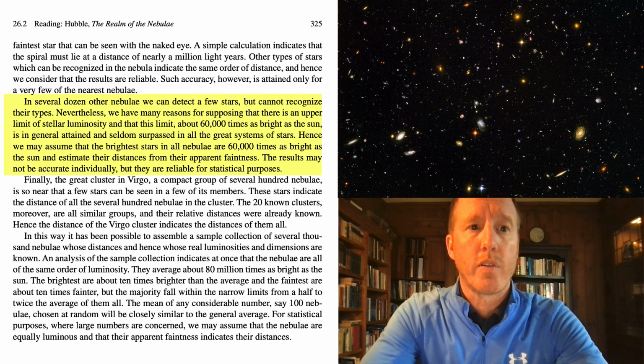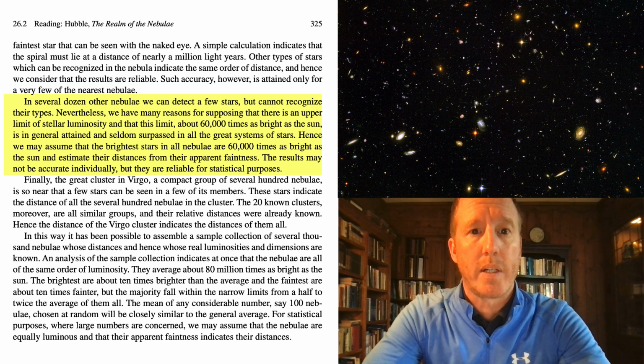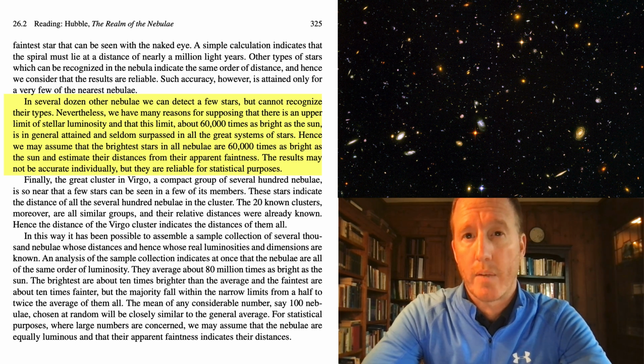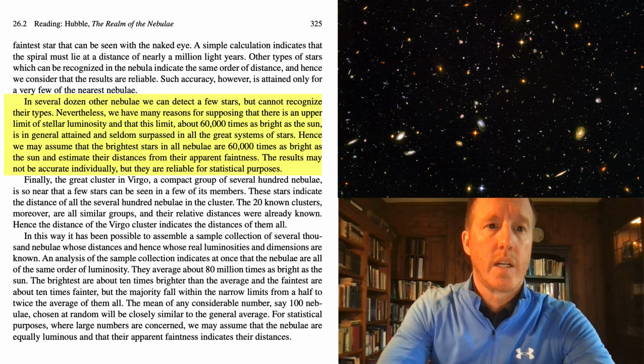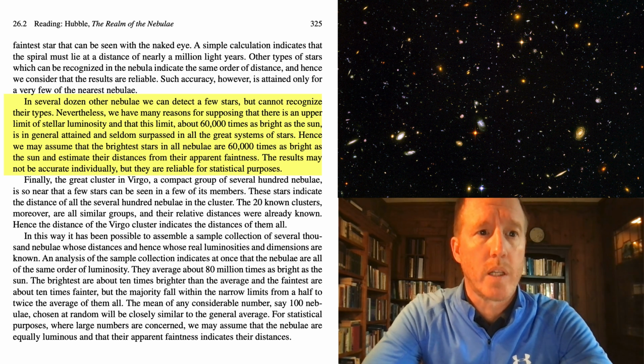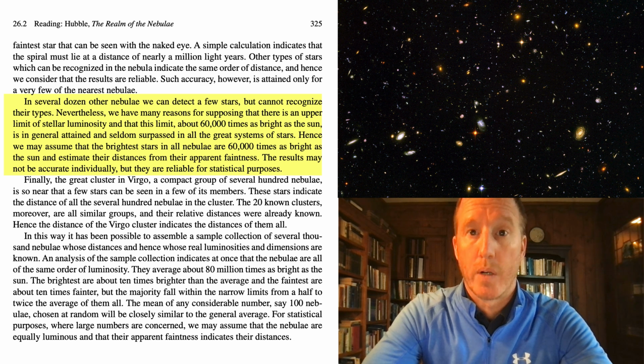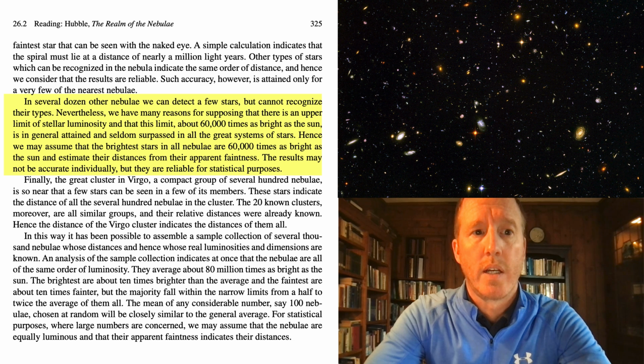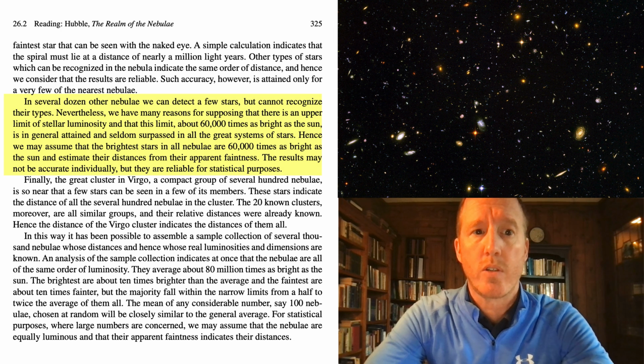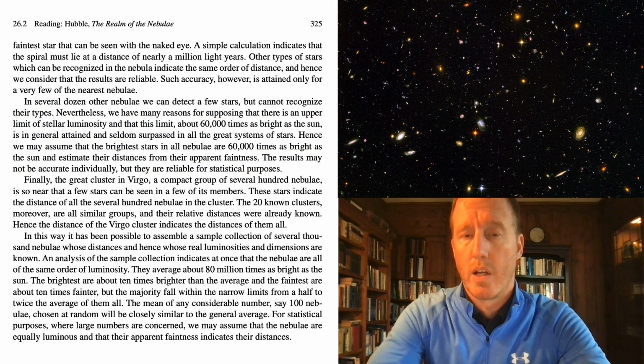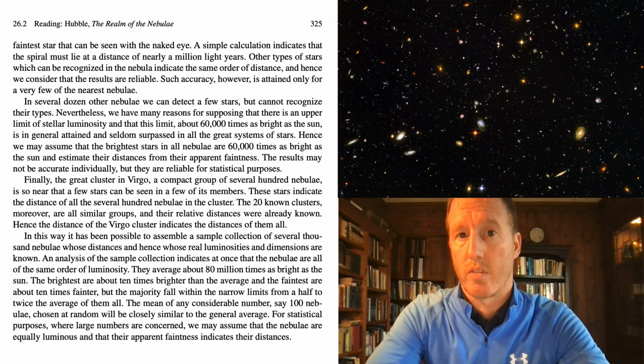He says, in several dozen other nebulae, we can detect a few stars but cannot recognize their types. That is, we can't be sure whether they're cepheid variables or not. Nevertheless, we have many reasons for supposing that there is an upper limit of stellar luminosity, how bright stars are, and that this limit, about 60,000 times as bright as our Sun, is in general attained and seldom surpassed in all the great systems of stars. Hence, we may assume that the brightest stars in all nebulae are 60,000 times as bright as the Sun, and estimate their distances from their apparent faintness. The results may not be accurate individually, but they are reliable for statistical purposes. So this is a way that Hubble is going to rely on statistics throughout this paper.